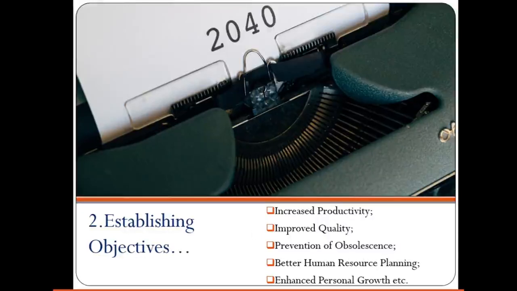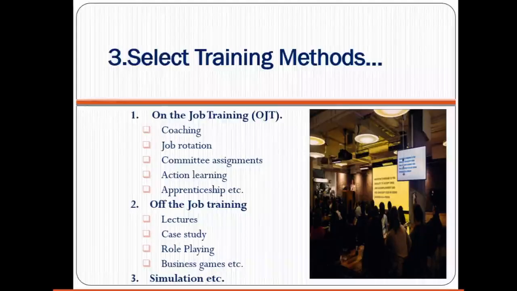Okay, once we are clear as to what the objective for training is, we shall start searching for the best method for training the employees. Now we are moving towards our third step. Once we are done with the objective, now we need to identify the best methods for imparting training to the employees depending on the objectives. Now this onsets our third step, that's the selection of training methods.